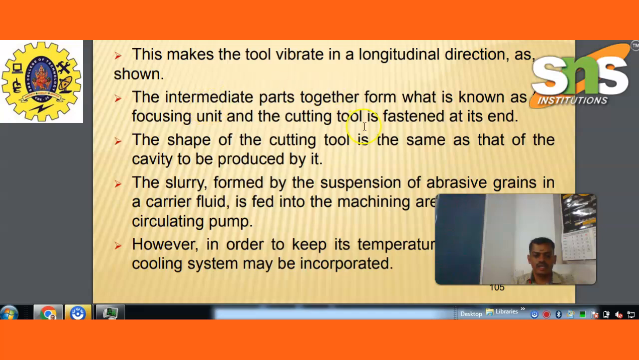Intermediate parts gather and transmit to the focusing unit. The cutting tool is fastened, and the shape of the cutting tool is the same as that of the cavity to be produced. However, in order to handle the temperature load, suitable cooling systems may be incorporated.